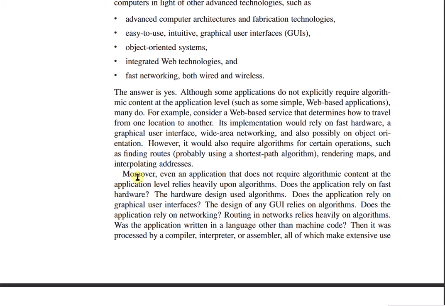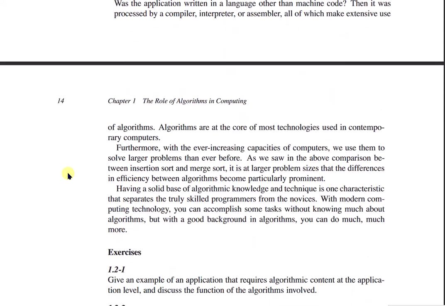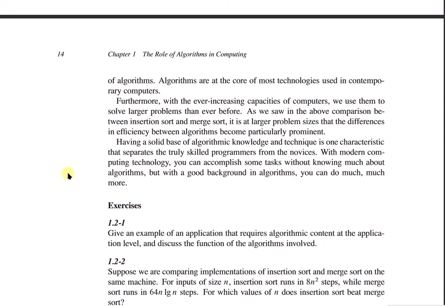Moreover, even an application that does not require algorithmic content at the application level relies heavily upon algorithms. Does the application rely on fast hardware? Are the hardware designs used algorithms? Does the application rely on graphical user interfaces? The design of any GUI relies on algorithms. Does the application rely on networking? Routing in networks relies heavily on algorithms. Was the application written in a language other than machine code? Then it was processed by a compiler, interpreter, or assembler, all of which make extensive use of algorithms. Algorithms are at the core of most technologies used in contemporary computers.